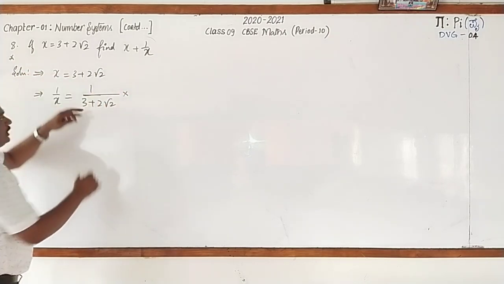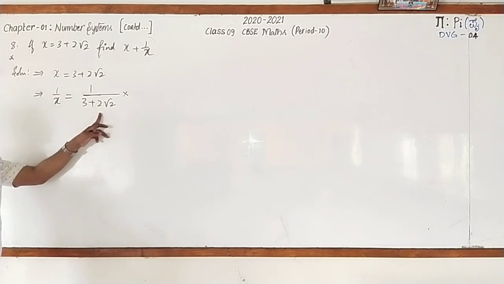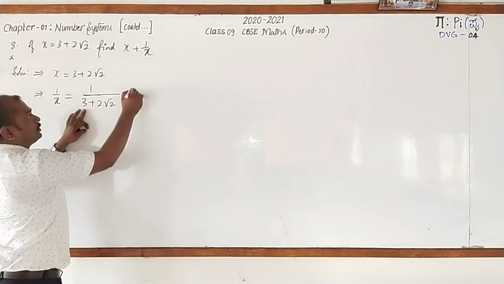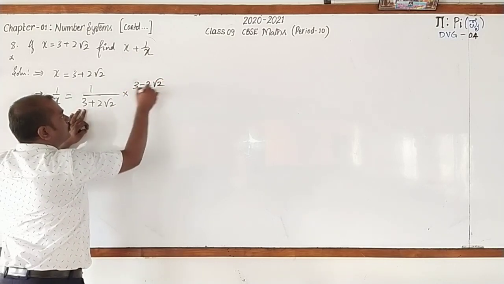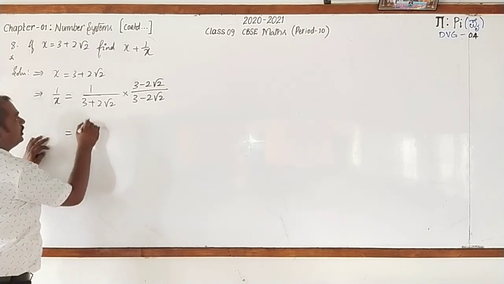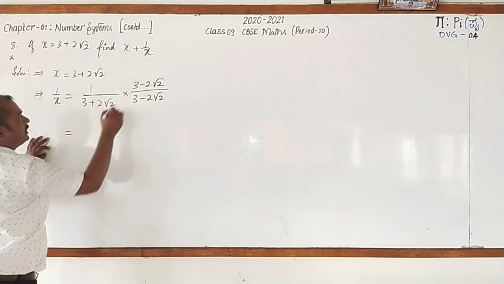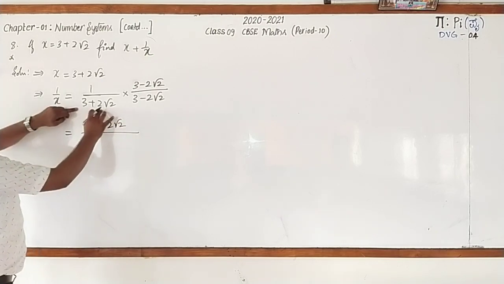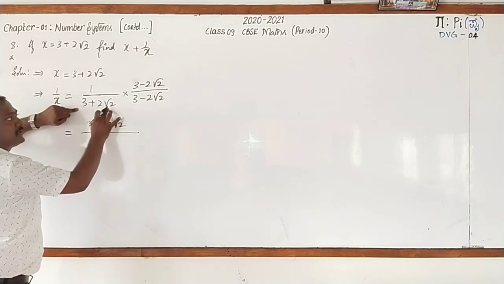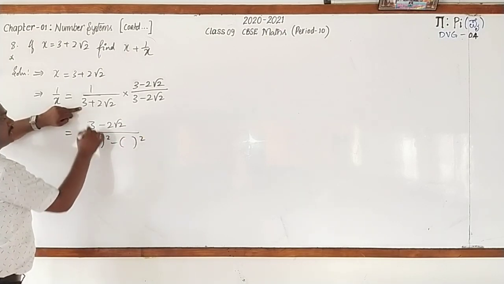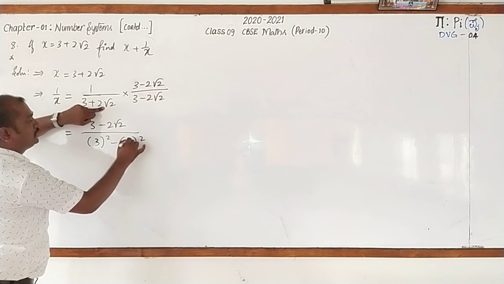In the denominator, 3 plus 2 root 2 is there. You just go for rationalizing. What is the conjugate of 3 plus 2 root 2? It is 3 minus 2 root 2 by 3 minus 2 root 2. This is equal to, here 1 into 3 minus 2 root 2 is, as it is, divided by, denominator is of the form a plus b into a minus b. It is a square minus b square. What is a? 3. b, it is 2 root 2.